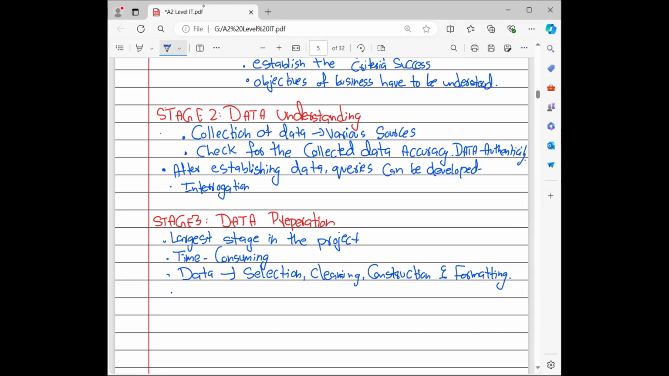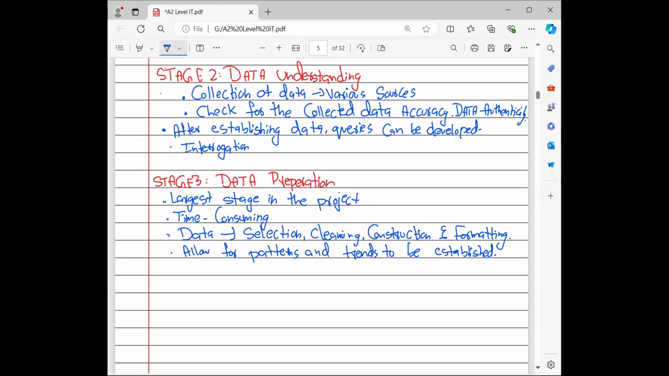And just after that, you can allow for patterns and trends to be established in the data. I hope it's clear to you.